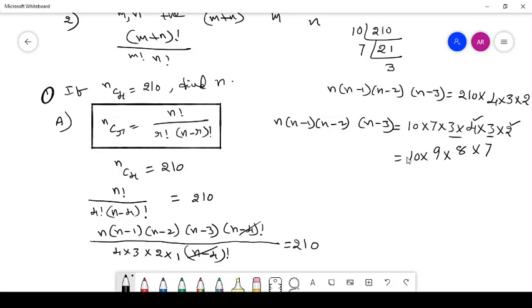Comparing LHS and RHS, we get the value of n is 10. Therefore, comparing on both sides, we get the largest integer n is equal to 10. Next, write down one more problem.